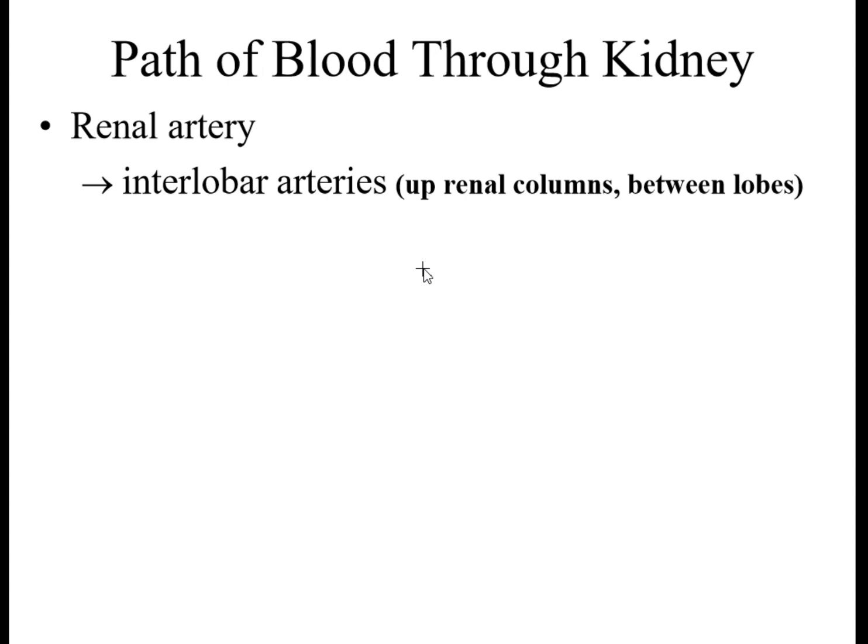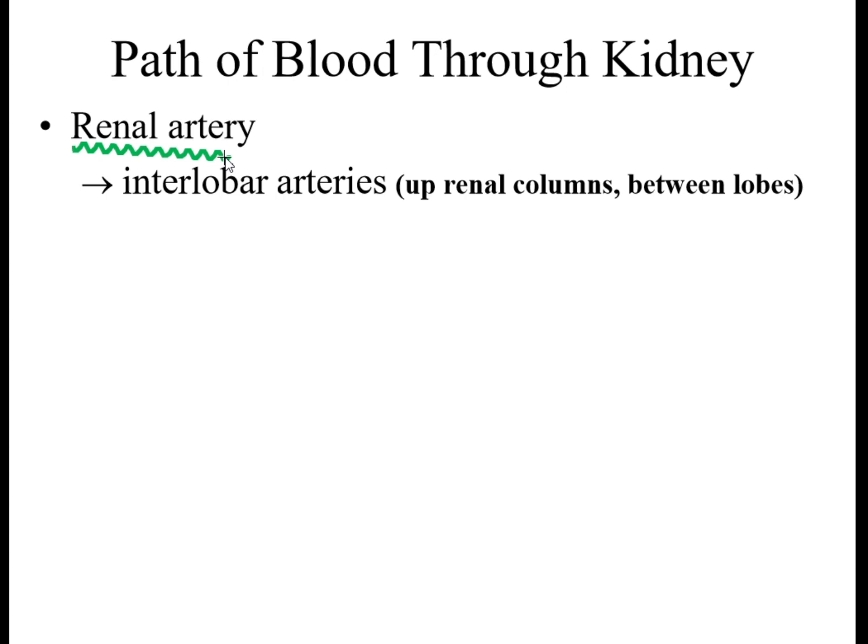Okay, I will repeat again. The first path is the renal artery, and then the afferent arteriole. After the afferent arteriole it goes to the glomerulus, then the efferent arteriole, then the peritubular capillaries, then the vasa recta, then the renal venule, and then the renal vein.